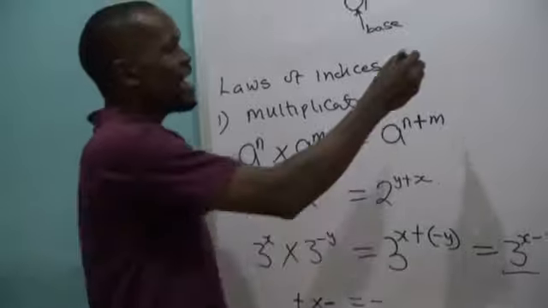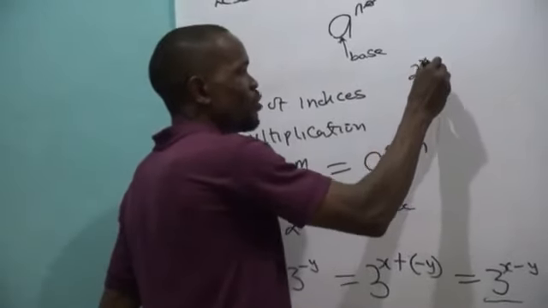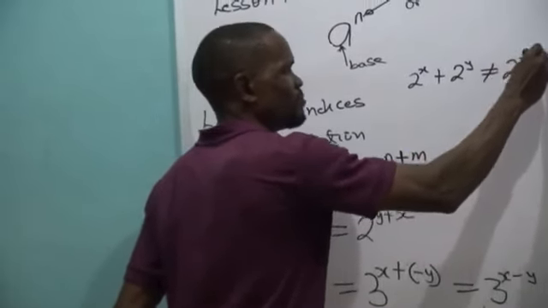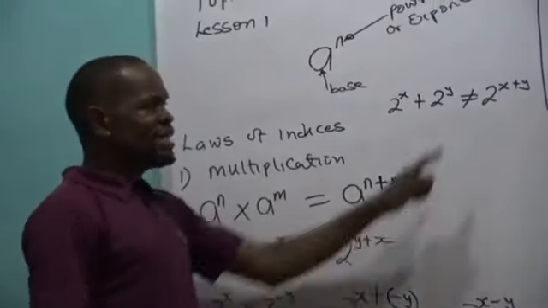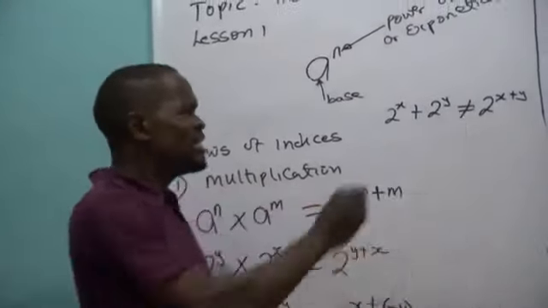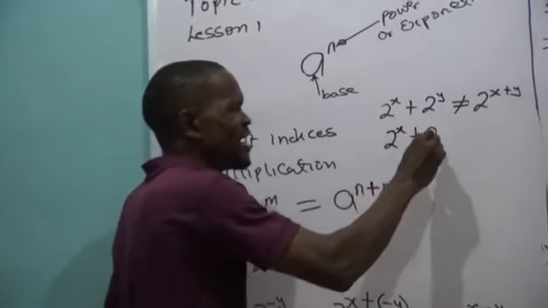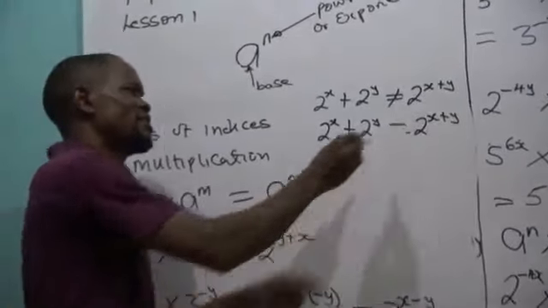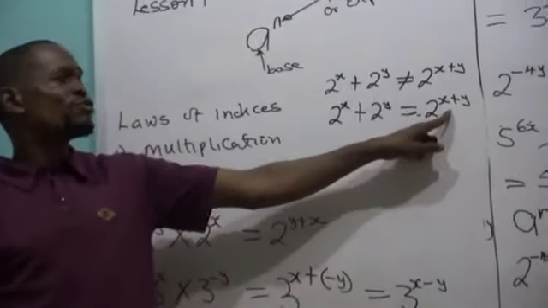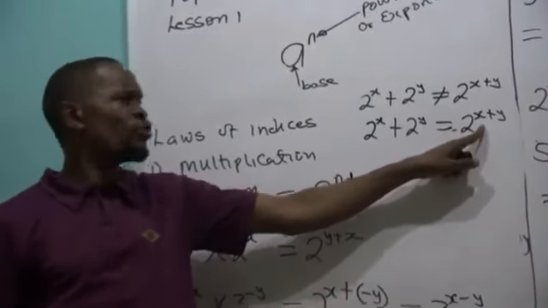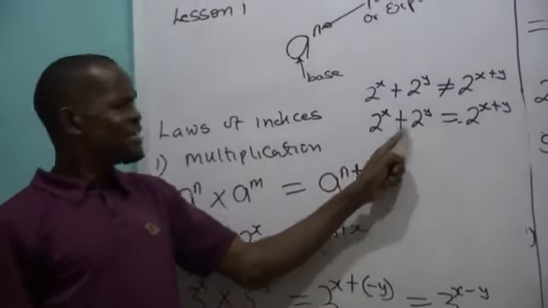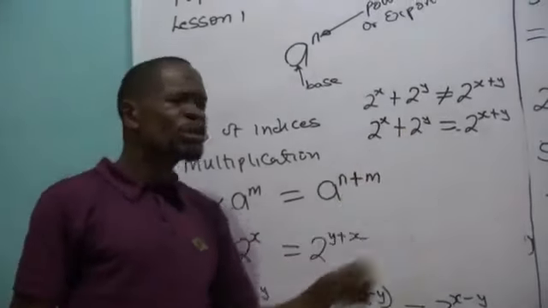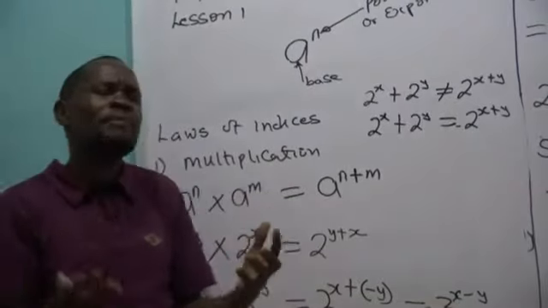For instance, if I have 2 raised to power x plus 2 raised to power y, I cannot do this. If I say this plus this is equal to this, I have committed what we call mathematical fallacy. Are you getting what I'm saying now? What I have committed is mathematical fallacy, which is a taboo. The reason is that these are the same base, but they are not multiplying themselves. So for me to do this, they must be multiplying themselves. If I do this, I have committed a mathematical fallacy.